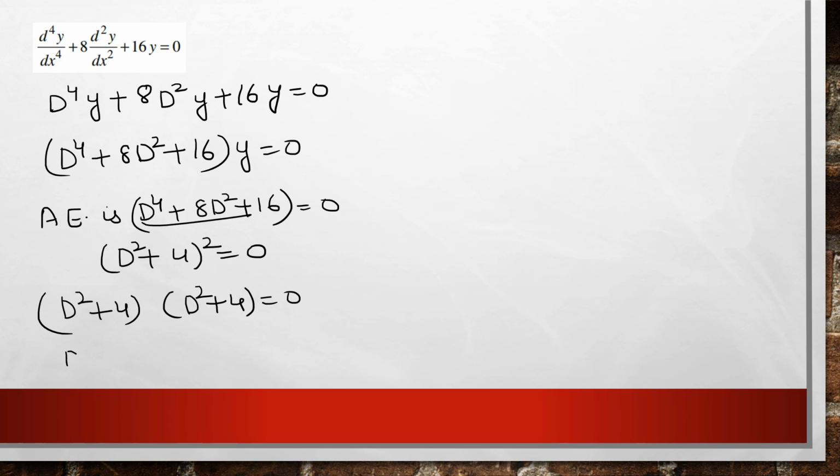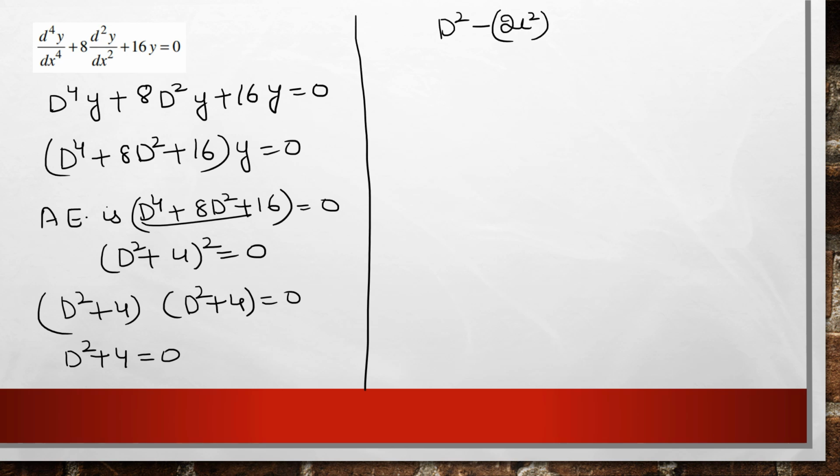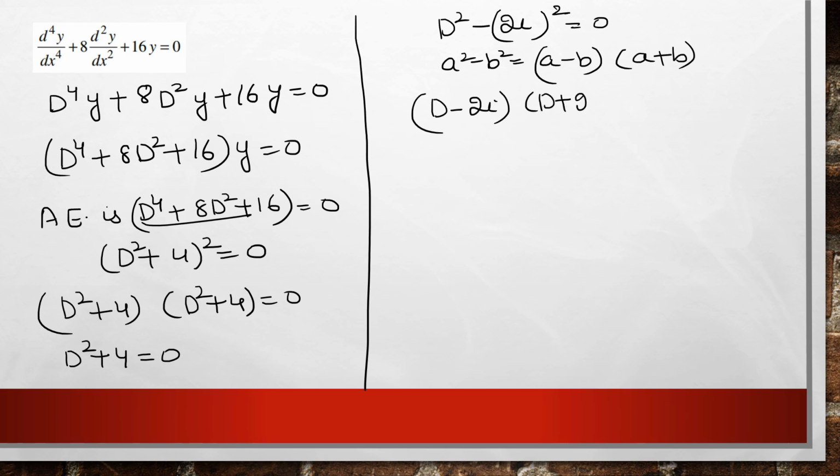Now if you observe D square plus 4, can I write this thing as D square minus 2 iota square? Because 2 iota square will be ultimately what? This will be 4 iota square, so minus 4, minus 1, minus will be positive. Okay, so plus 4. Now here apply a square minus b square formula, that is a minus b into a plus b. So what you'll get? D minus 2 iota, D plus 2 iota, right, equal to 0. So D will be 2 iota and from here D will be minus 2 iota.